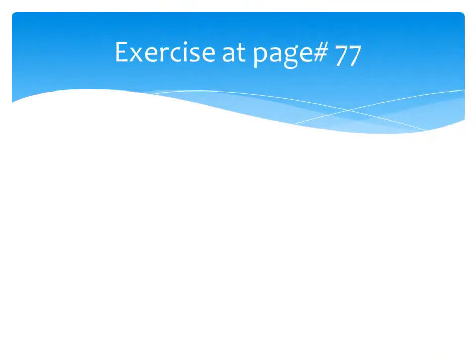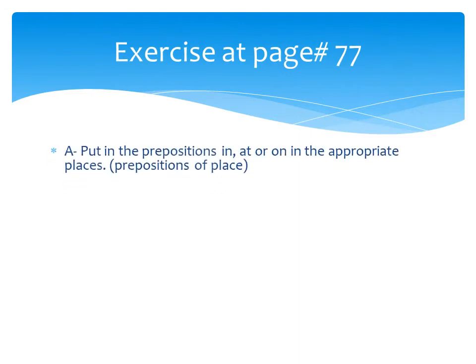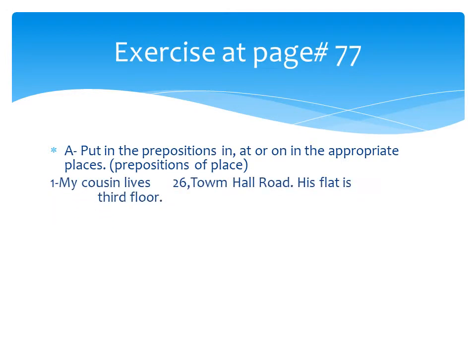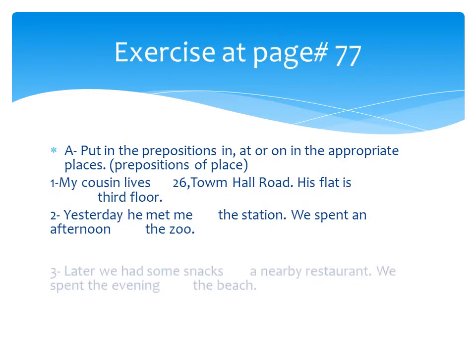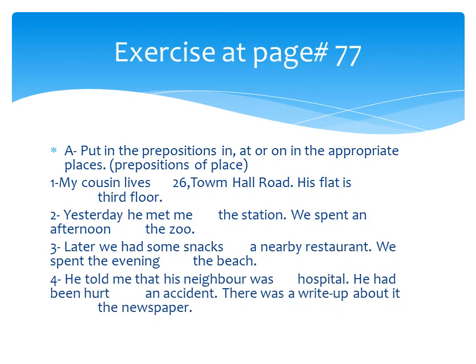Page number 77 in your books, the grammar tree. Put in the prepositions in, at or on in the appropriate places. Here we will use in, at and on as prepositions of place. Numbers 1, 2, 3 and 4. My cousin lives dash 26 Town Hall Road. Here the place is specific. So which preposition will be used over here? At. His flat is dash 3rd floor.